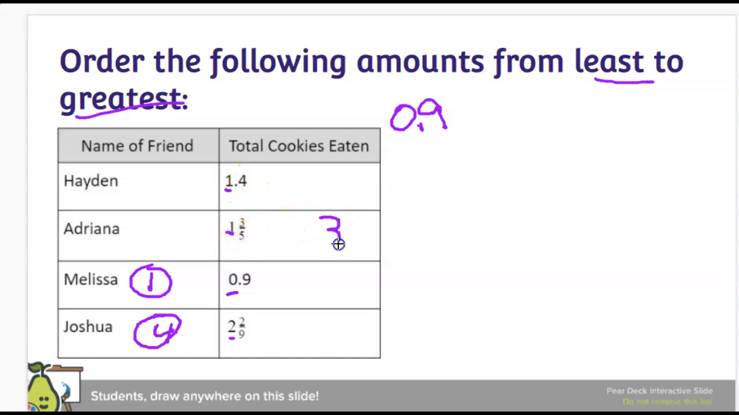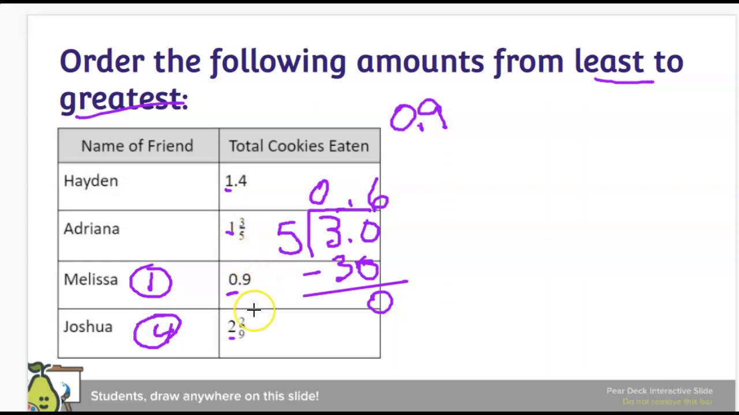If you are looking, you could also change this into a decimal. Remember, 3 divided by 5, or the numerator divided by the denominator. Decimal and a 0. 5 doesn't go into 3, but it goes into 30 6 times. So that means that this is 1.6, or 1 6/10. And if we're going from least to greatest, that means that the 4/10 would come first. So Melissa, then Hayden, then Adriana, and then Joshua is the correct order.